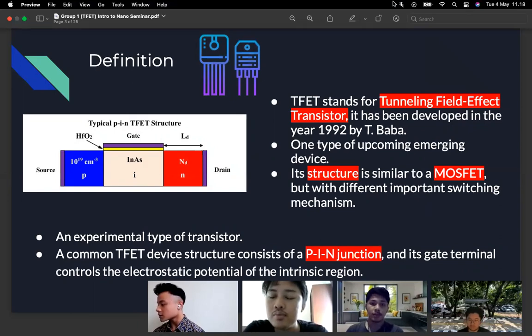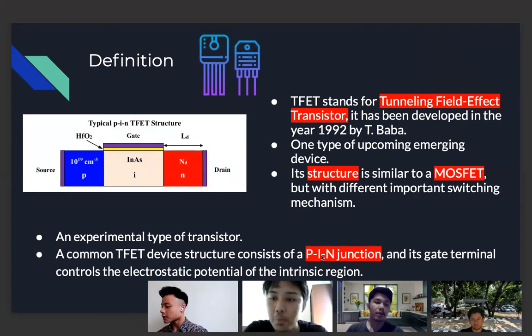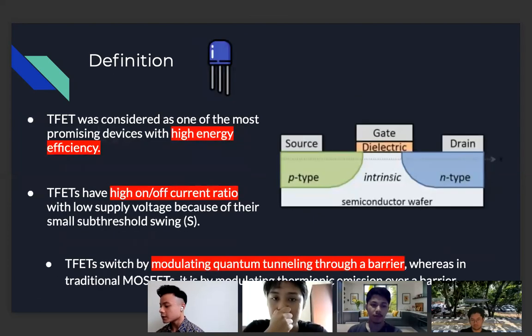And its structure, as you can see, is actually similar to a MOSFET, right? But what differs it is the switching mechanism. And it is an experimental type of transistor. And just like what I've said, PIN means that it is positively doped, and this is negatively doped. And this is the gate in the middle. Next, we can see here the p-type, positively doped and negatively doped, and the middle one is intrinsic.